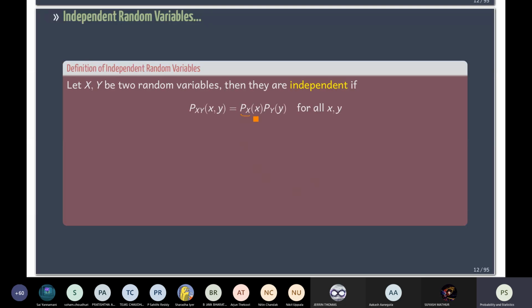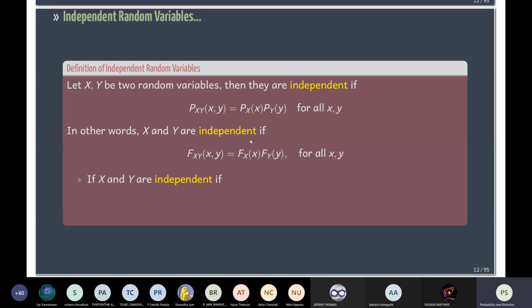I have already used this concept in the Bernoulli example, but just formally, I can define that two random variables are independent if the joint is the product of the marginals. In other words, x and y are independent. I can also write this in terms of the CDF: F_XY is the product of the CDFs for all x and y.